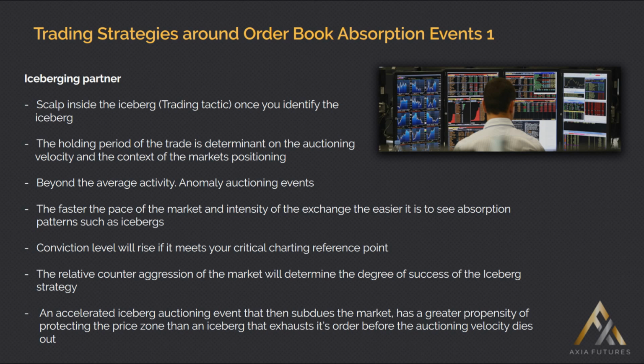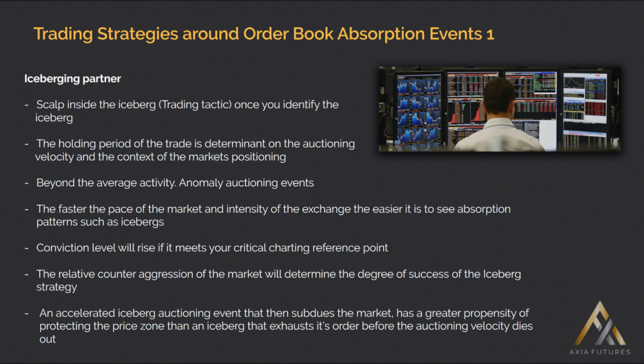The faster the pace of the market. So remember, this is why great volume and great activity matter, and we look at this in our video tutorials. The faster the pace of the market relative to its average pace and intensity of the exchange, so the intensity of the exchange between the orders and the orders sitting on the bid and the offer, the easier it is to see absorption patterns such as icebergs. It's really difficult to see, when there's nothing going through the market, whether there is an iceberg or not. It's a lot easier to see if the market is moving aggressively and a price or price zone gets reloaded. So really critically important.